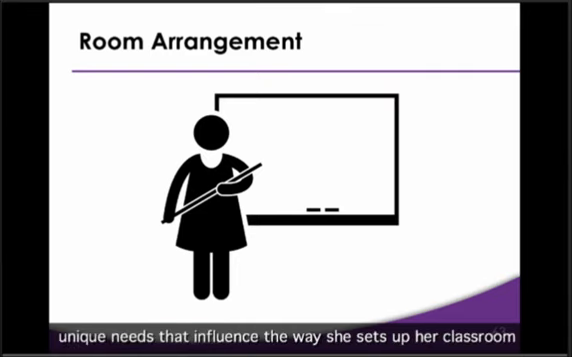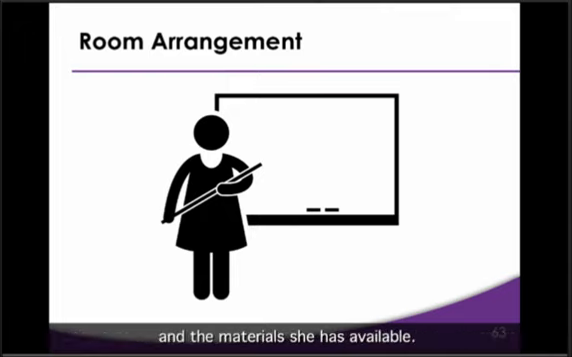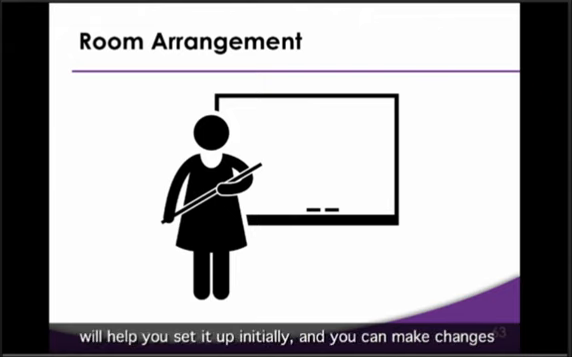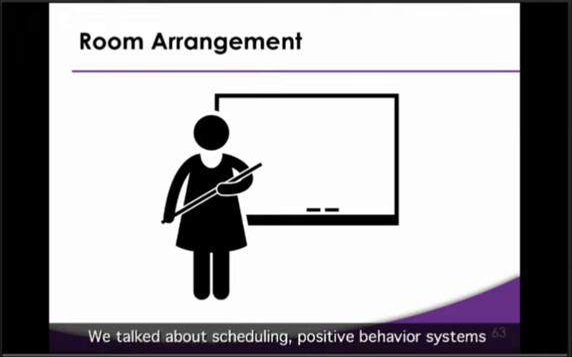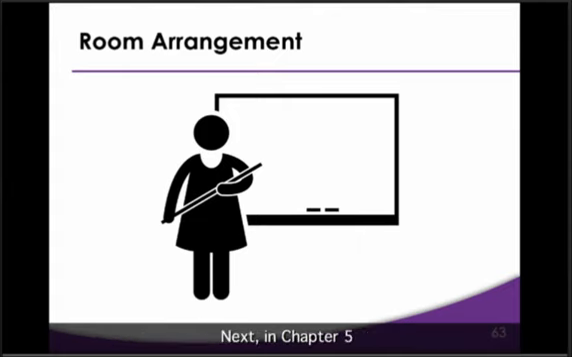Robin's students have unique needs that influence the way she sets up her classroom and the materials she has available. Stephanie has multiple groups of students coming and going throughout the day. Your classroom will have its own set of room arrangement challenges. Keeping your students' instructional needs in mind will help you set it up initially, and you can make changes throughout the year as needs arise. We talked about scheduling, positive behavior systems, and classroom arrangement in Chapter 4. Next, in Chapter 5, we will discuss data collection systems for progress monitoring.